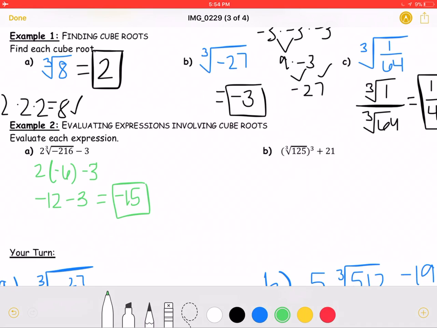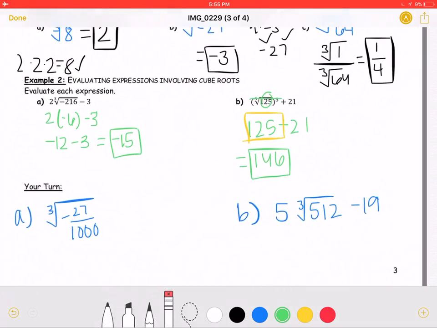Now remember, taking the cube root and cubing a number, that all cancels out. I'm just left with what's underneath. Again, if you wanted to do your parentheses and take the cube root of 125 and then go and cube it, that'll just get you back to here at 125. Okay, so either way works, whatever steps you need to take to get there. And now just add these together. 125 plus 21 gives me 146.